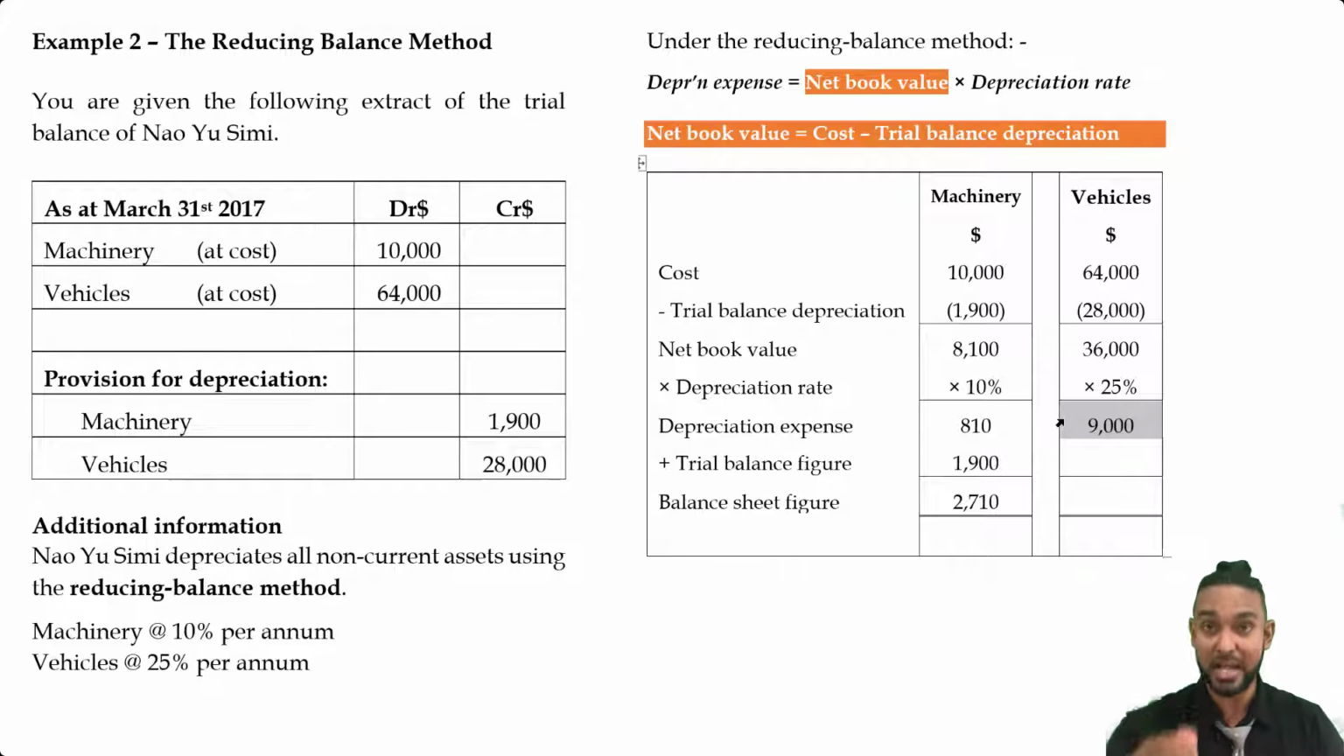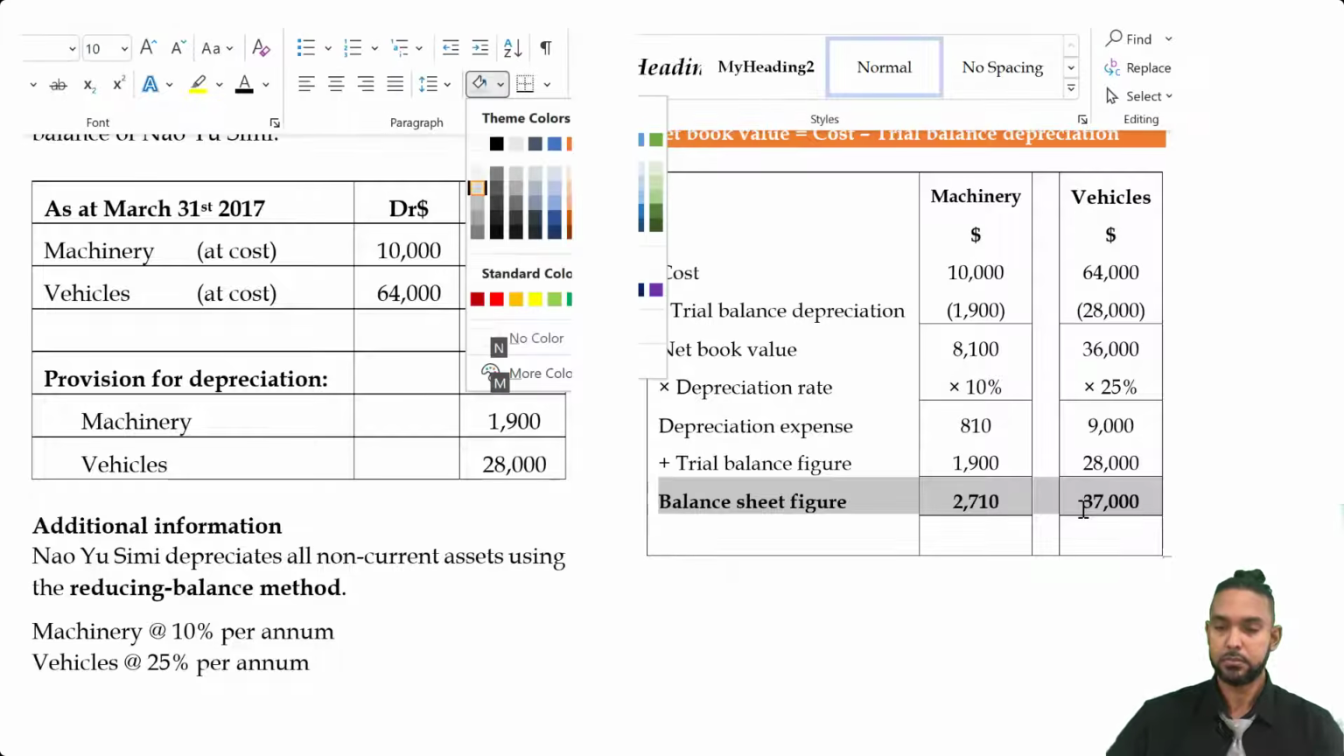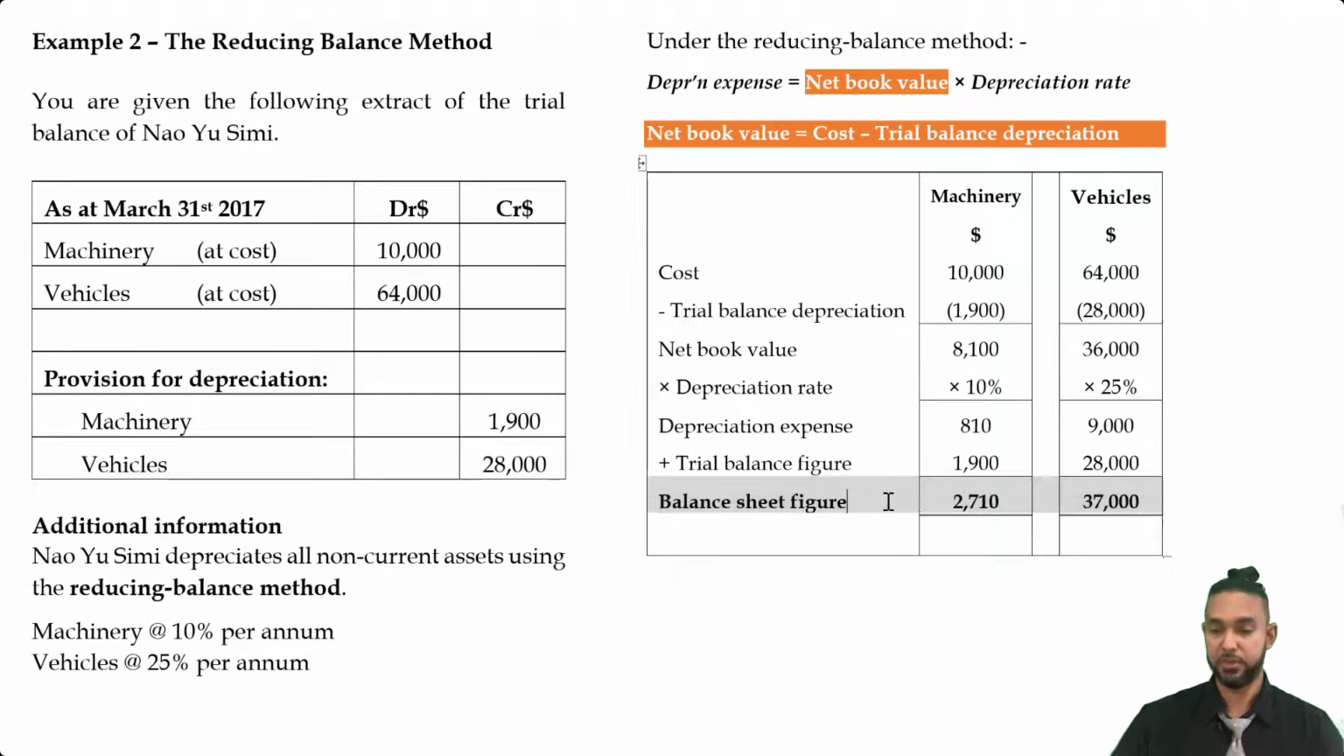What we want is the balance sheet figure. How do we get that? Income statement figure plus trial balance figure. So the trial balance figure for the provision for depreciation for the vehicles is 28,000. When we add 9 to 28, we're going to get 37,000. So these figures here, those are our balance sheet figures. So now let's take a look at the balance sheet extract.